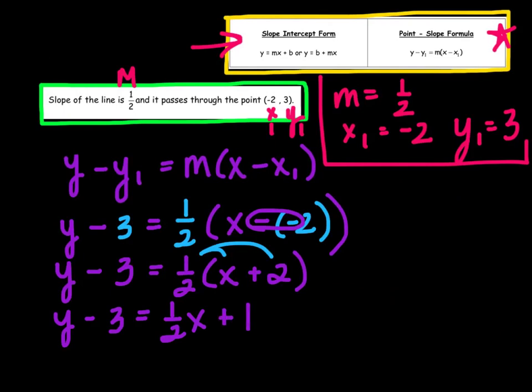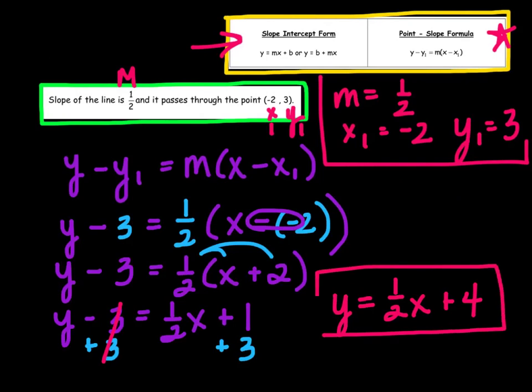Now the final step is to move this 3 over by adding it. And when I add it over here, I'm going to add it to just the whole number, which is the 1. So my final answer for this equation would be y equals, these 3s are going to cancel out. We have 1/2 x, and then I'm going to add 1 plus 3 and get a positive 4. So y equals 1/2 x plus 4 would be my equation for this line.